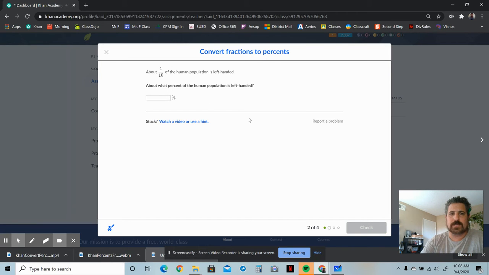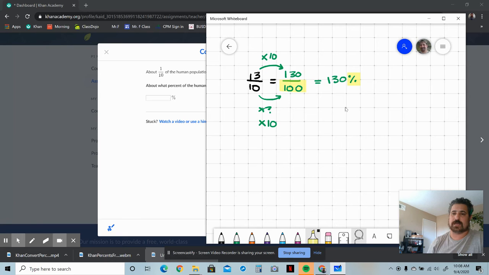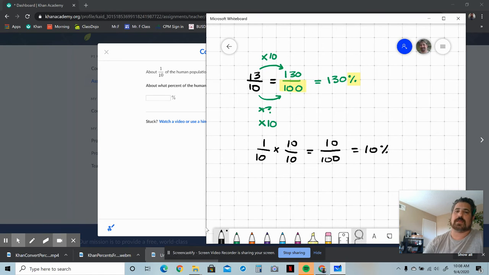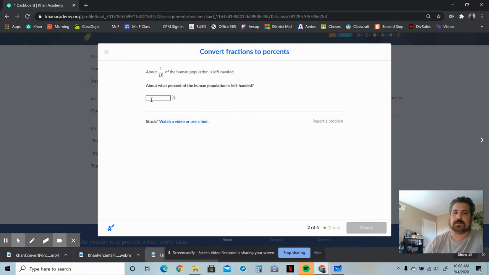It says about 1/10 of the human population is left-handed. About what percent of the human population is left-handed? So really just asking you what is the equivalent percent to 1/10. And so this is really easy. So it's just 1 out of 10. You're going to times top and bottom by 10 because you want to get it out of 100, not out of 10. And you end up with 10 out of 100. So it's 10 for every 100 or 10%. And that's the answer. So this is 10%.